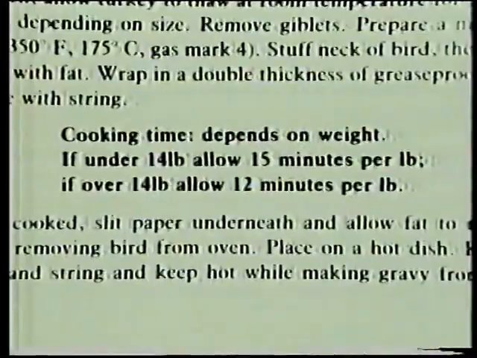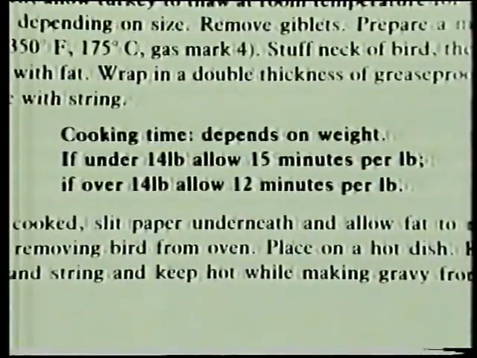This book approaches the question in a different way. It gives the following rules. If the turkey is under 14 pounds, allow 15 minutes per pound, and if over 14 pounds, allow 12 minutes per pound. That's a bit ambiguous. Presumably what it means is that for a turkey of over 14 pounds, you allow 14 times 15 minutes, plus 12 minutes for each additional pound.